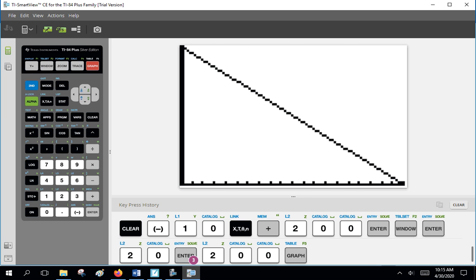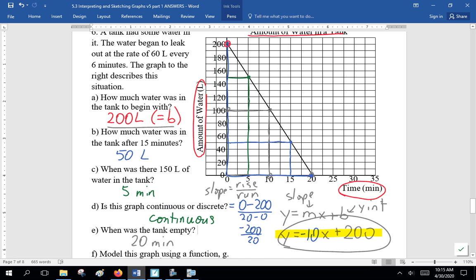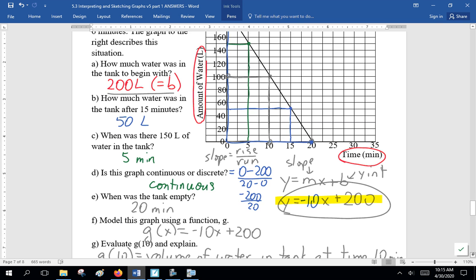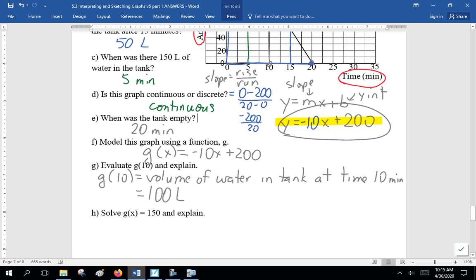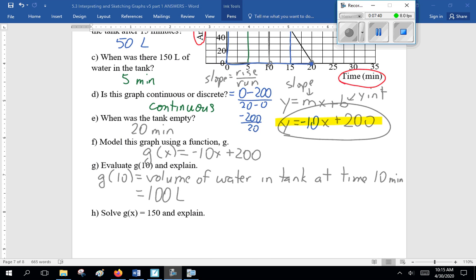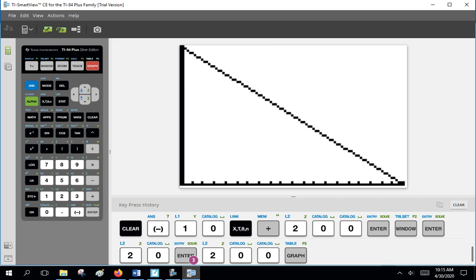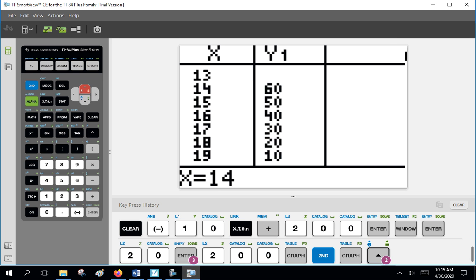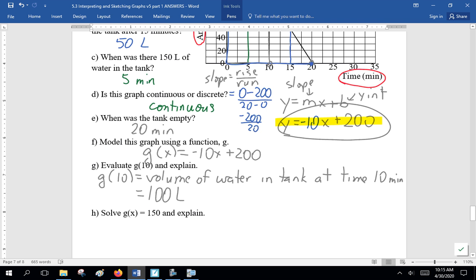Now, once again, why did I ask you to graph it? Well, because I'm evil and I smell funny. But we can also go g of 10. When x is 10, go to table of values, second graph table. x is 10, y is 100. Yes, we already figured that out. But here's Mr. Graphing Calculator doing the work for us. If I didn't have the graph in front of you, this is what you'd have to do. Now, solve g of x is 150 and explain.